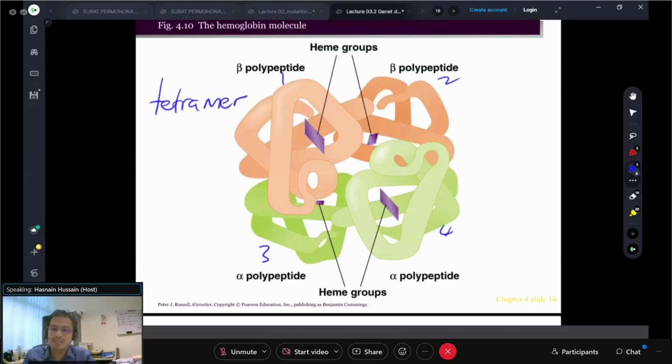So that is the hemoglobin protein. Based on this, how many genes do you think are required to produce this tetramer that forms the hemoglobin structure? Write in the chat, please, or you can say it aloud, it's also fine.